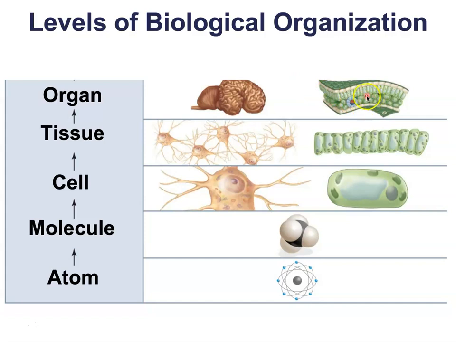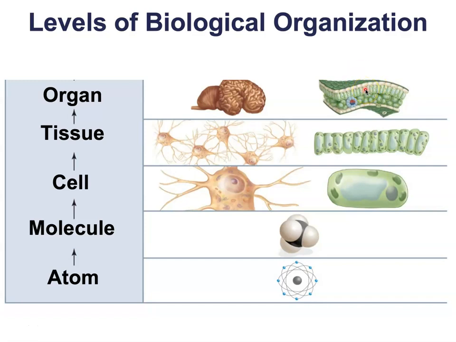Over here, we have a leaf. A leaf is actually considered an organ. The leaf is made up of multiple different types of tissue. We've got cuticle tissue on the outside. We've got spongy layers on the inside. We've got that mesophyll tissue on the inside. We've got vascular tissue in here as well. All of those different tissues working together are going to form the organ structure known as the leaf.